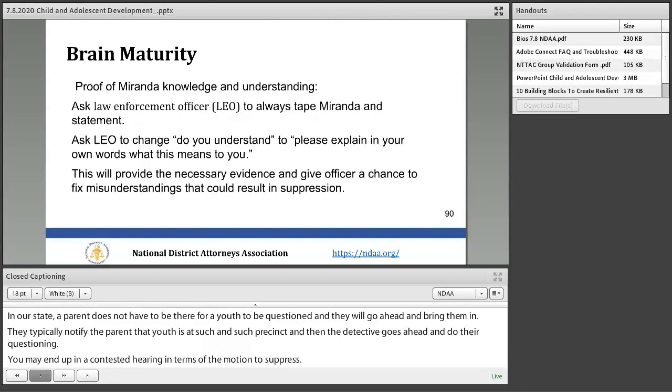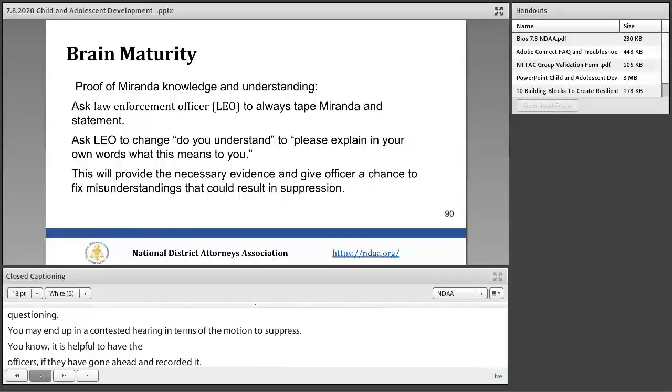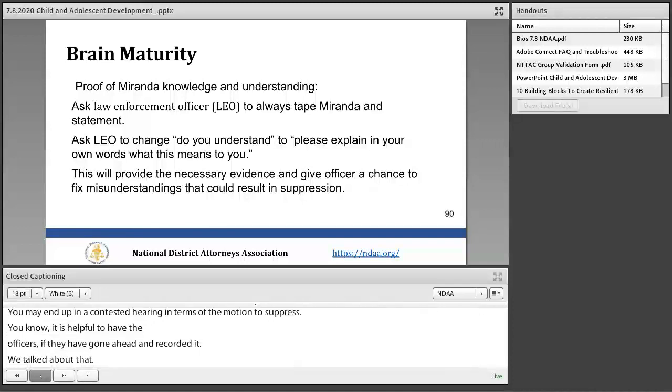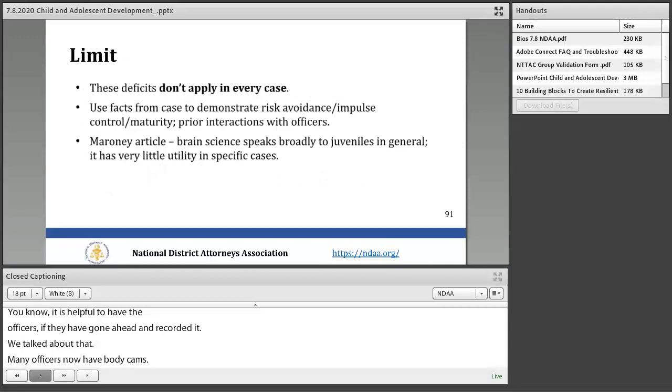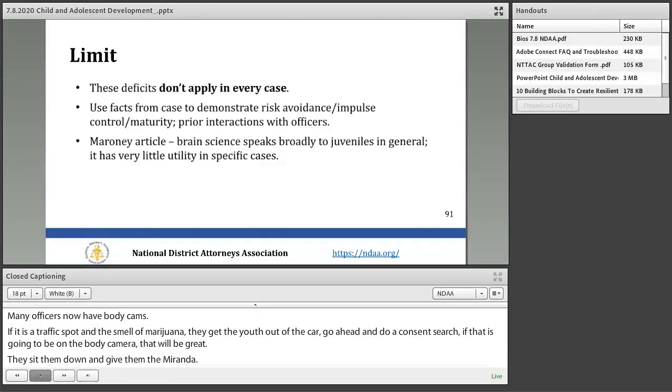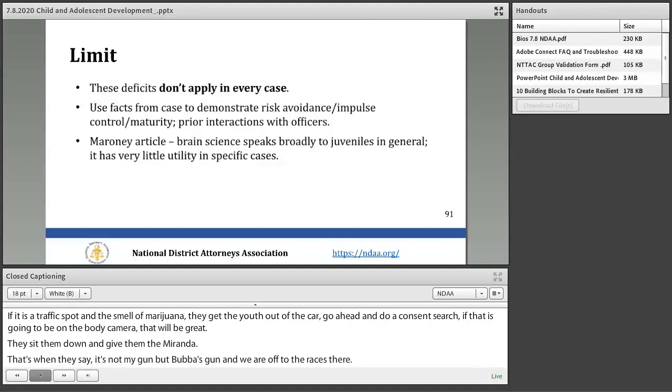So you may end up in a contested hearing on the motion to suppress. It's helpful to have the officer, if they have recorded it, we talk about that, taping it. And nowadays many officers have body cams. So if it's a traffic stop and the smell of marijuana, they get the youth out of the car, they do a consent search, and all of that. If that's going to be on a body cam, that would be great. They sit them down, give them the Miranda, and that's when they all start saying, it wasn't my gun, it was Bubba's gun, and then we're off to the races from there.